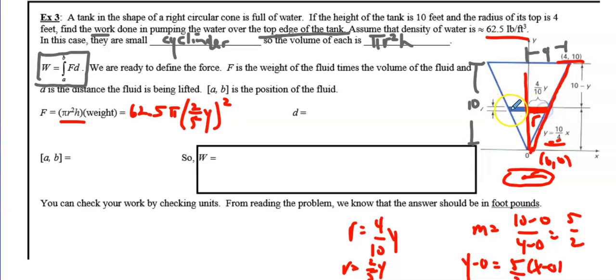Again, the height is this little guy right here. How high is our cylinder? It's going to be our change in y. So height is going to be the change in y. And then distance is how far we want to travel.